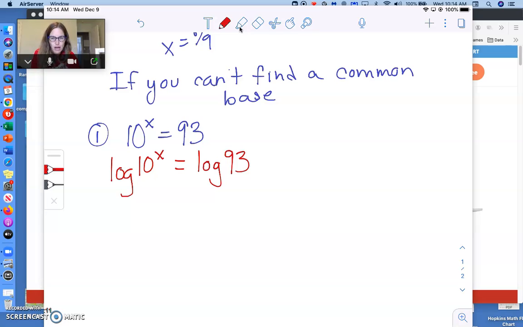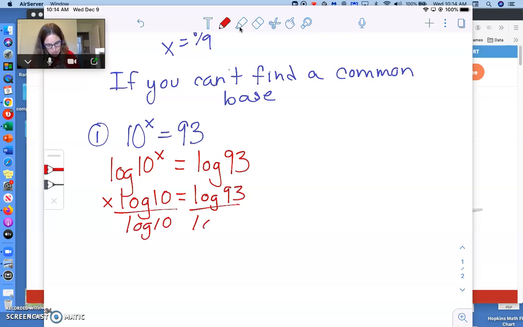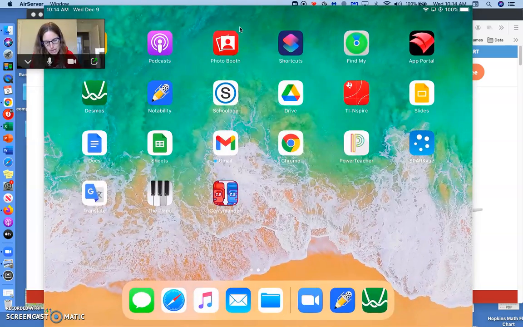You'll notice here I used the common log with base 10, but if I wanted to, I could do log base 3 on each side, and that'd be fine. Just like algebra where we can add, subtract, multiply, or divide something to each side, I'll log each side. Use our rule of exponents so we can bring the exponent out in front. And then to solve for x, I would just divide each side by the log of 10. So x equals the log of 93 divided by the log of 10.